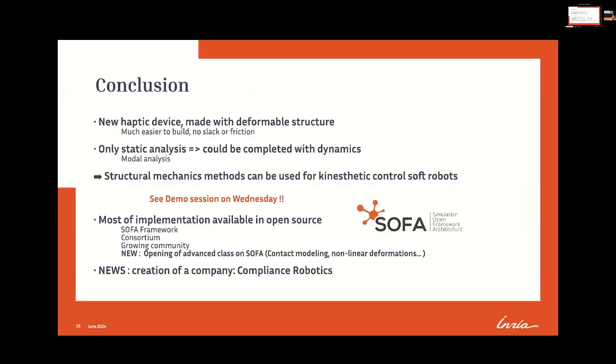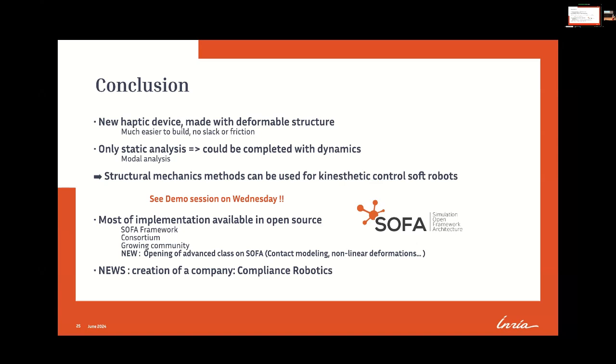Okay, so in conclusion, this work showed that we are able to build a new haptic device made of a deformable structure. Of course, when you compare to building a real haptic device with an articulated rigid body approach, it's much easier to build a deformable one. There is no slack, no friction.